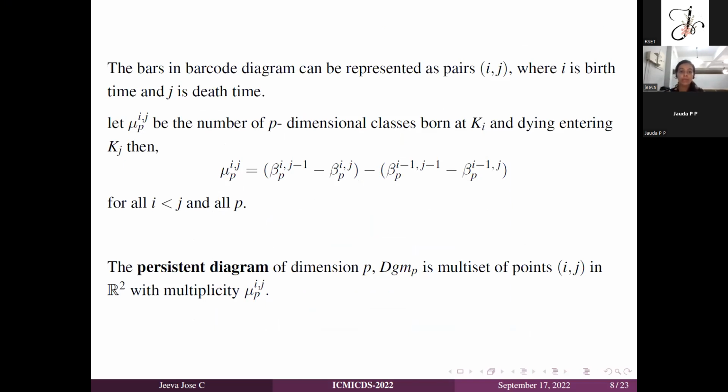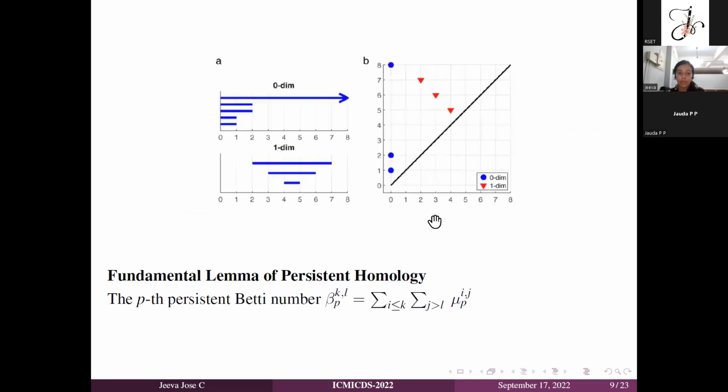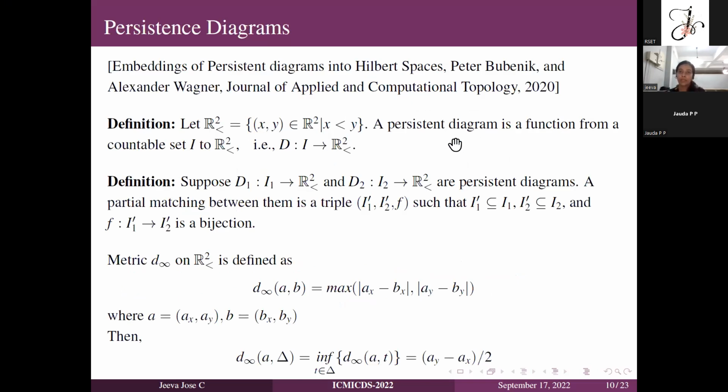In a persistence diagram, we represent this information in the form of points (i, j), where i denotes the birth time and j denotes the death time. And mu_P^{i,j} is the multiplicity of the point (i, j) present in the persistence diagram. So basically, a persistence diagram is a multiset of points (i, j) with multiplicity mu_P^{i,j}. The fundamental lemma of persistent homology gives a way to calculate the pth persistent Betti number with the help of the multiplicity of points.